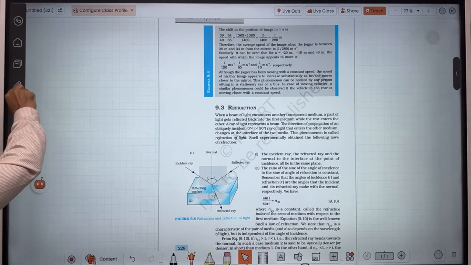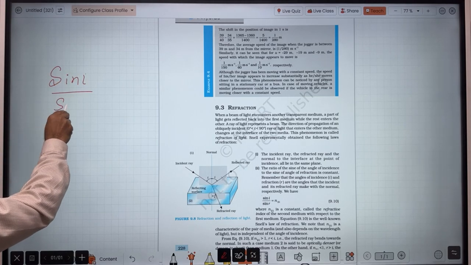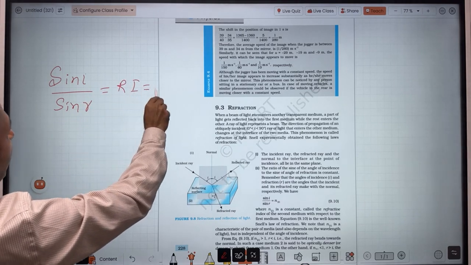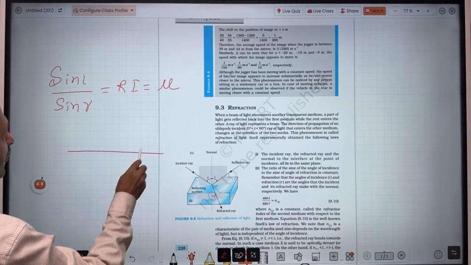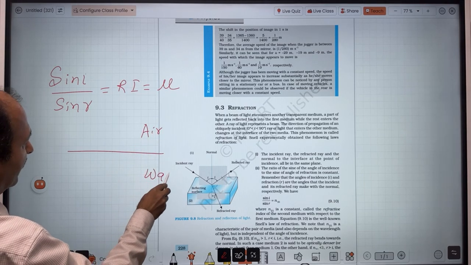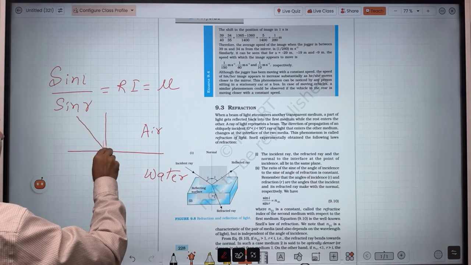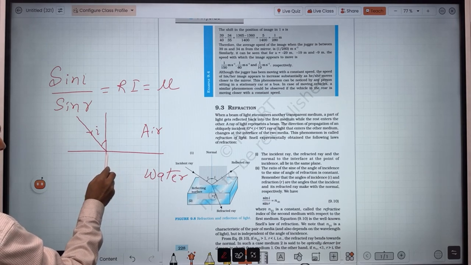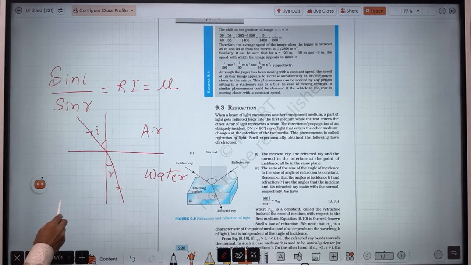Then here one pertinent point is Snell's law. If you remember, sine I divided by sine R is equal to the refractive index, which can be written as either n or mu. It is very obvious. Suppose we consider two media. Suppose this is air and this is say water, and here this is the angle of incidence, this is the incident ray, so this is I, and this is denser, so the ray will move like this, angle is R.